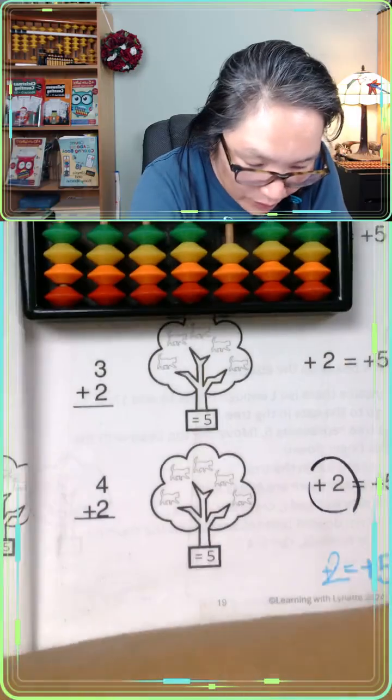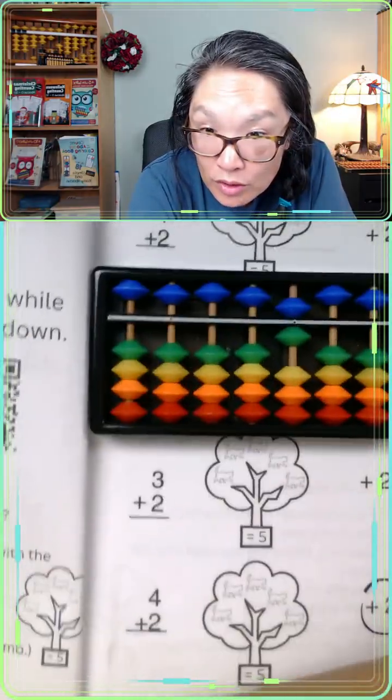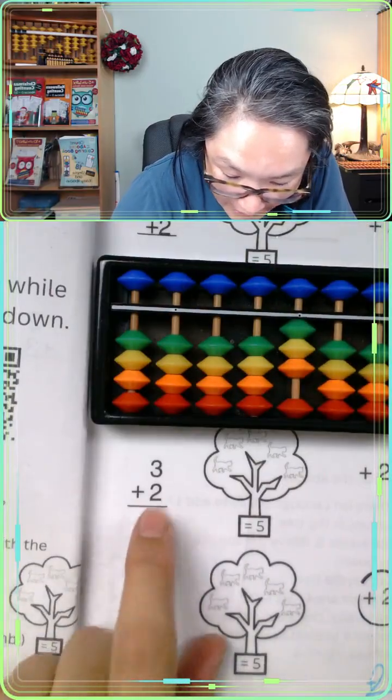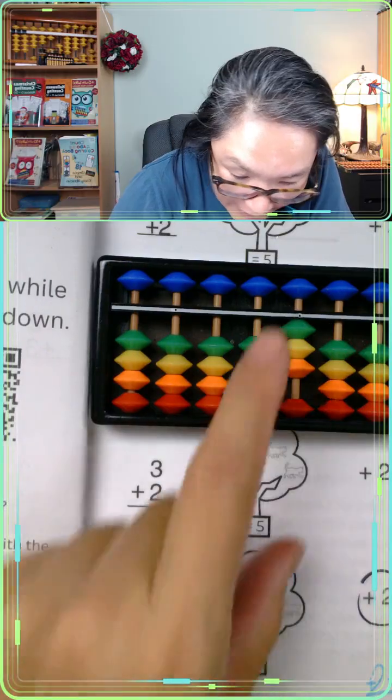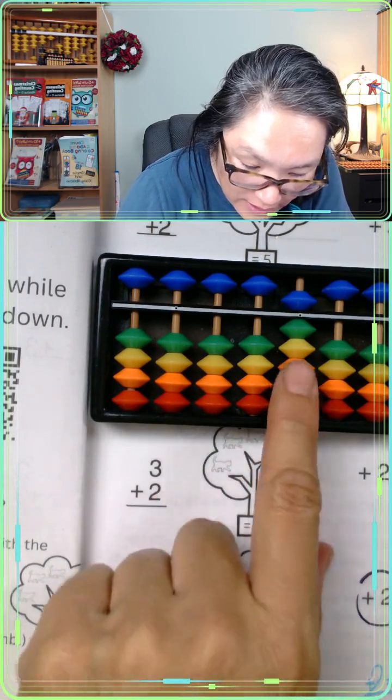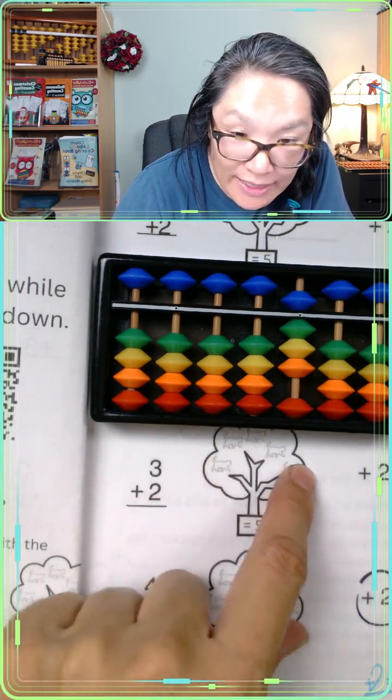We could do it again with the 3 and the 2. So we have 3 on the abacus, 1, 2, 3. We got to add the 2, but there's not enough. I got to go to the cats in the tree. There's 5 cats in the tree, but because I grabbed 2, 3 cats run away.